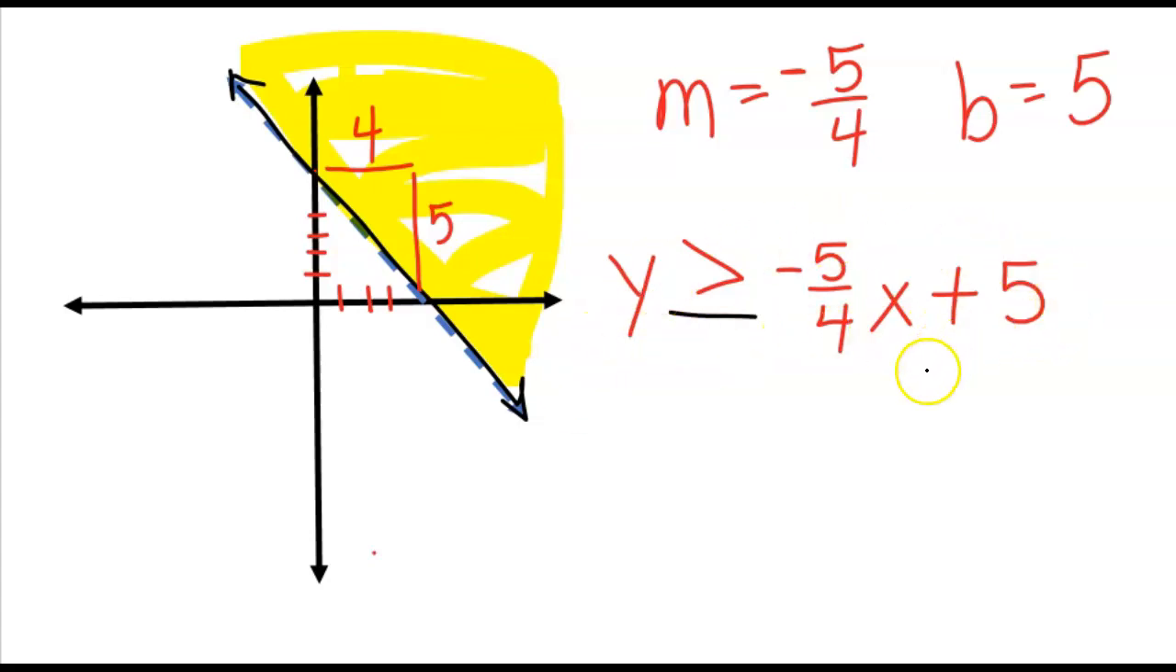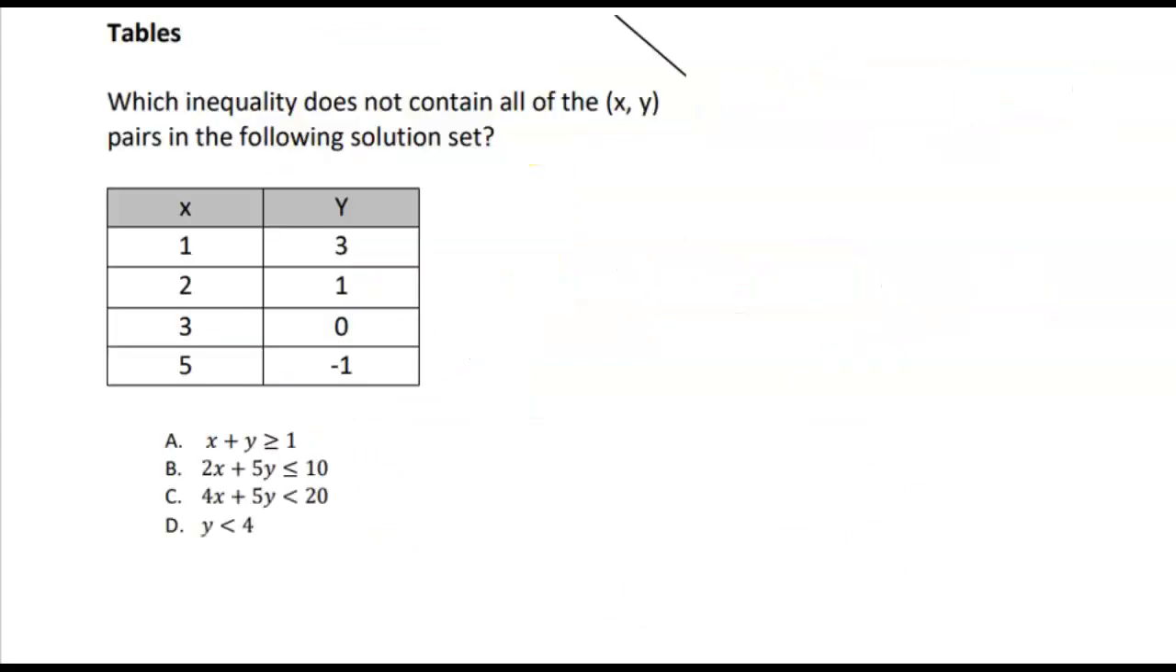Taking equations and matching them to the graph, taking graphs and matching them to the equation. We will also be writing inequalities.